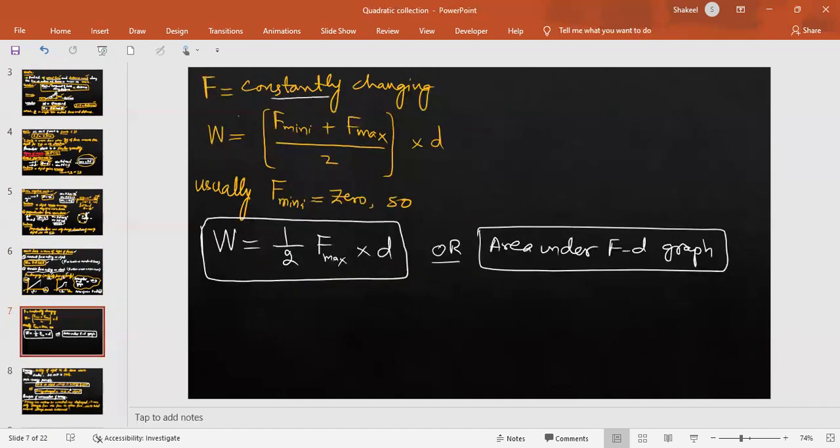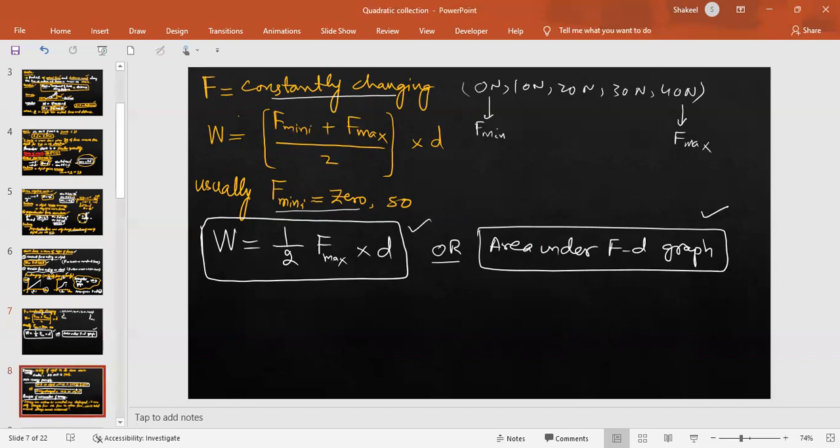If the force is constantly changing, like uniformly changing, like first it was 0 Newton, then 10 Newton, then 20 Newton, then 30 Newton, then 40 Newton, this means that the force is uniformly changing. Then you use average force into distance. Average force is minimum force plus maximum force divided by 2. Minimum force in many cases is 0. So as minimum force in most cases is 0, we say that work is half of maximum force into distance, or you can use the area under the force distance graph.